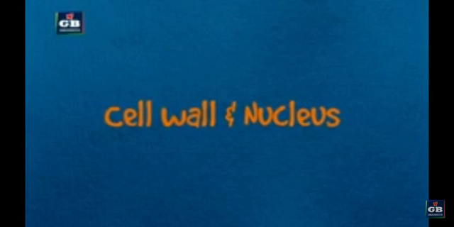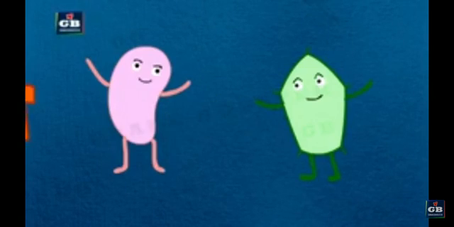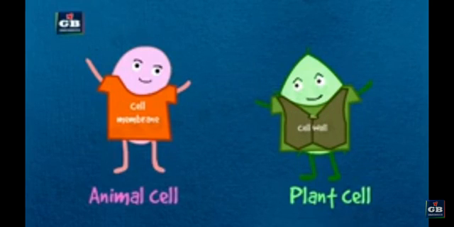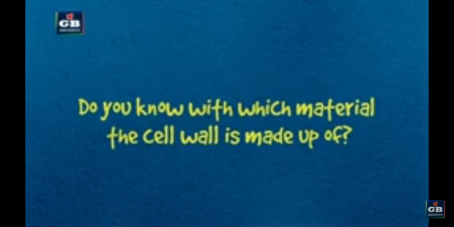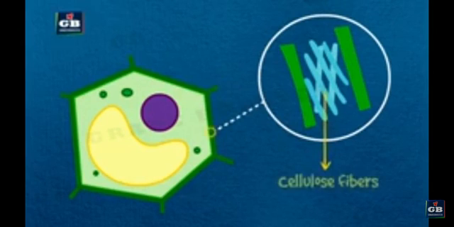Video, we will see the structure and functioning of cell wall and nucleus. Both plant and animal cells have cell membrane, but plant cells have one more outer rigid cover called cell wall. Do you know with which material the cell wall is made up of? The plant cell wall is made up of cellulose. Cellulose gives strength to the plant cells.